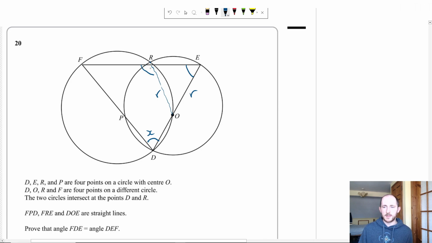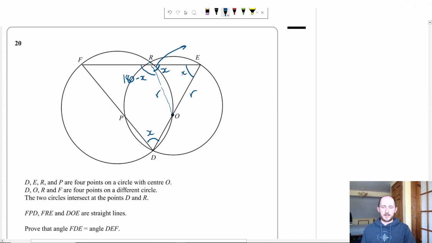And opposite angles in a cyclic quadrilateral add up to 180. So that makes this 180 minus X. Okay? Now, this angle over here, well, that's just angles on a straight line add up to 180, right? So in other words, this angle here should also be X, because 180 minus X plus X gives me 180. So that means that must be X. And again, because it's an isosceles triangle, that means these two are the same.